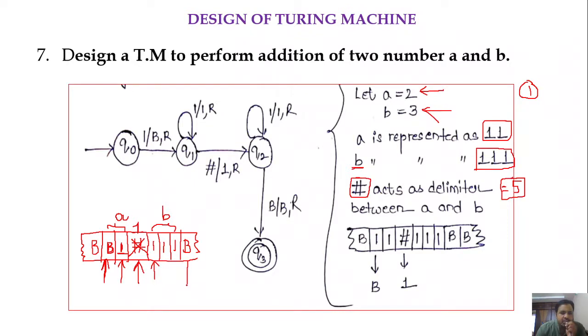Okay, so once we get a blank character, keep that blank as it is and move the head towards right. Okay, and stop at that point of time. So the moment when we get a blank, we will stop there, the Turing machine will halt there.